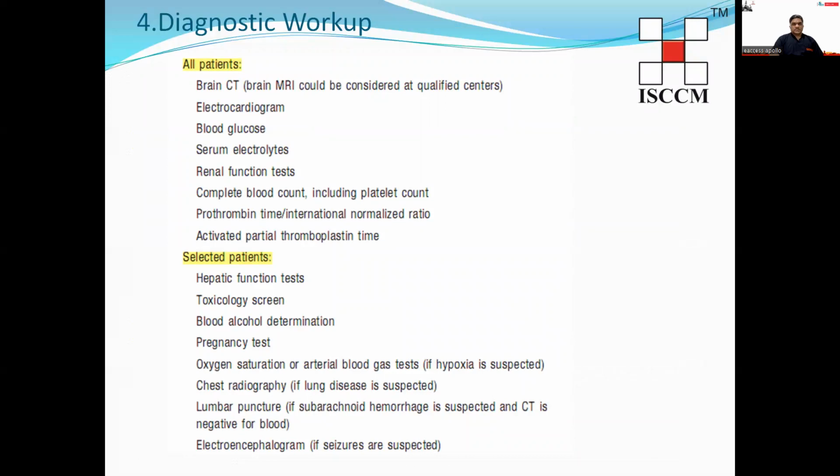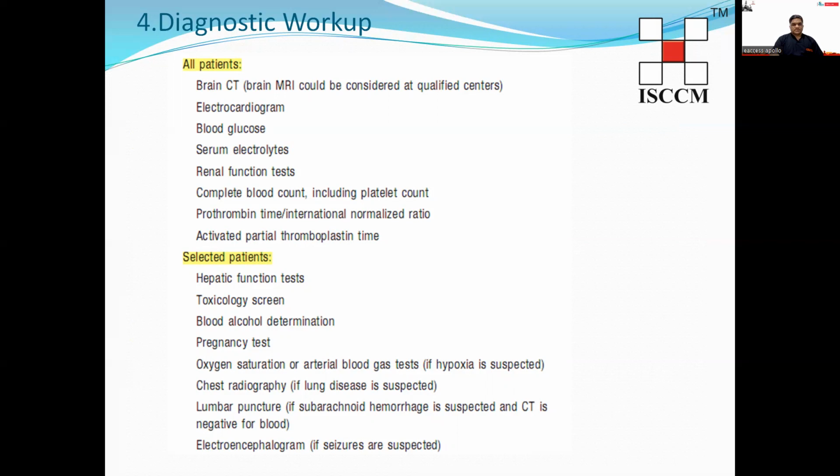Diagnostic workup. All patients must get a CT scan of the brain, and brain MRI may be considered at qualified centers. Electrocardiogram, blood glucose, serum electrolytes, renal function test, complete blood count including platelet count, prothrombin time, international normalized ratio, activated partial thromboplastin time. Selected patients: hepatic function test, toxicology screen, blood alcohol determination, pregnancy test, oxygen saturation, arterial blood gas test, chest radiography.